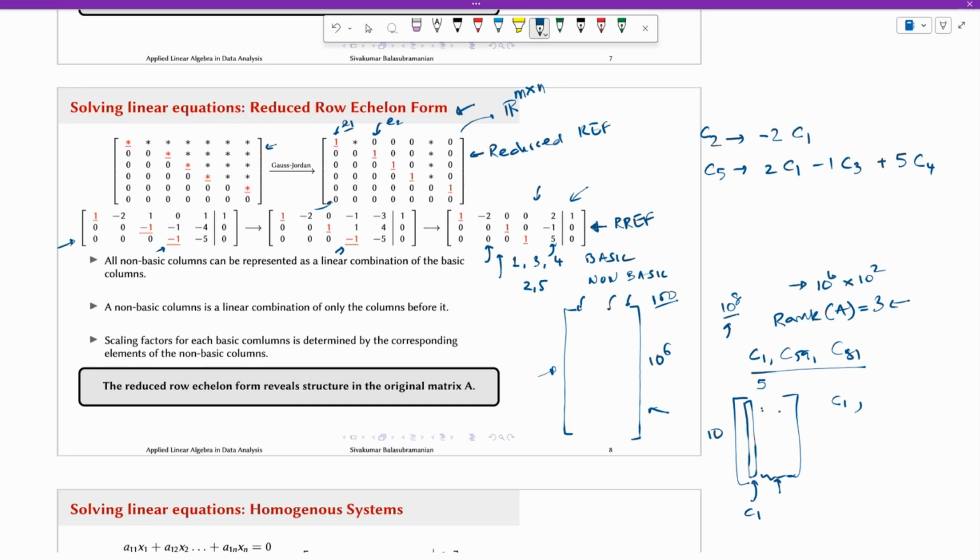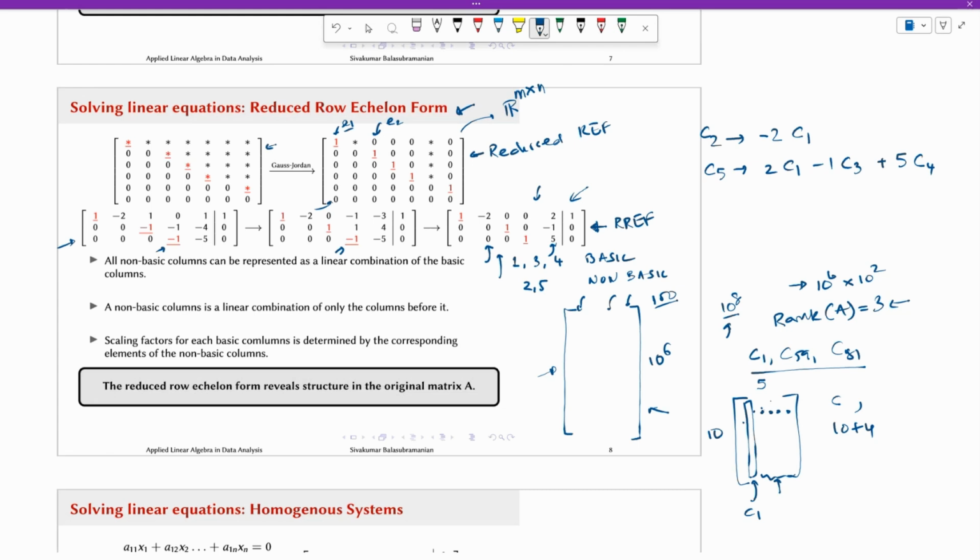How many times the first basic column is the second column? How many times the first basic column is the third column? So here, essentially, I have to store C1, and then I have to store a single number for each of the 4 columns here. So C1, that is what, 10 numbers. I can actually store this matrix with, instead of storing 50, just 15 numbers or 14 numbers. Okay, right.